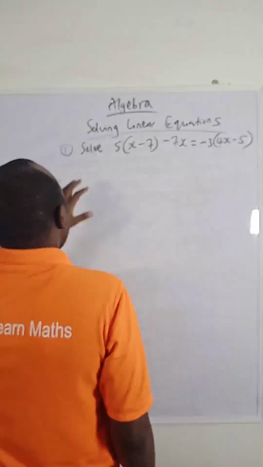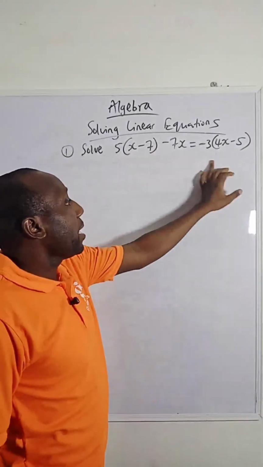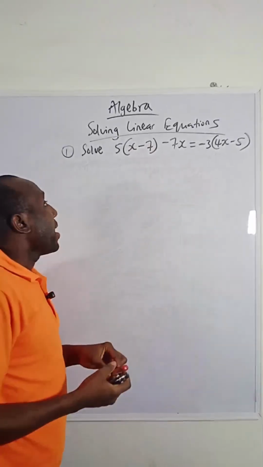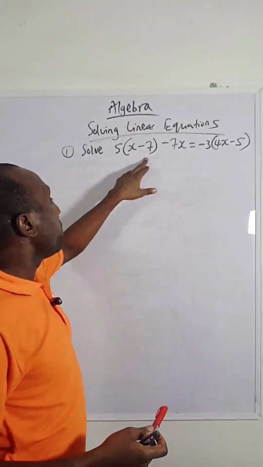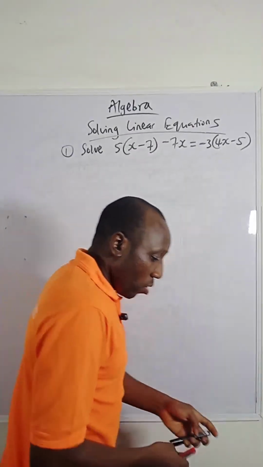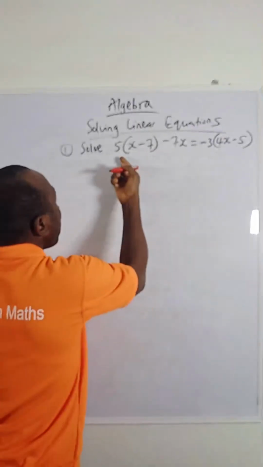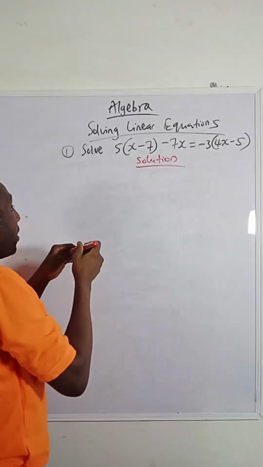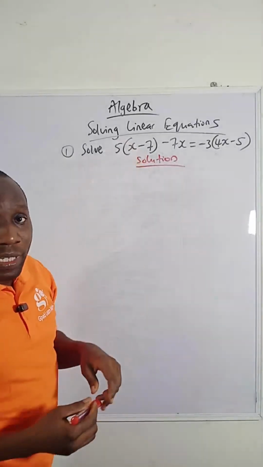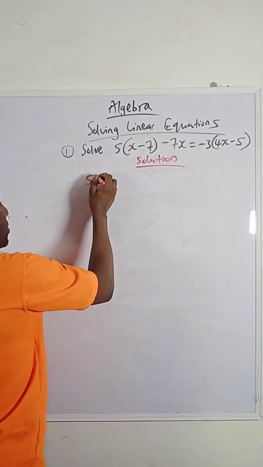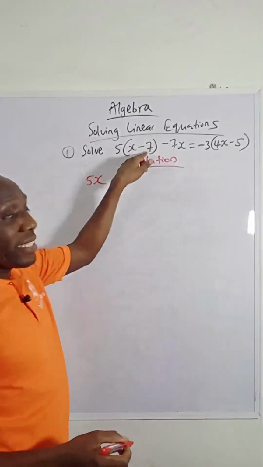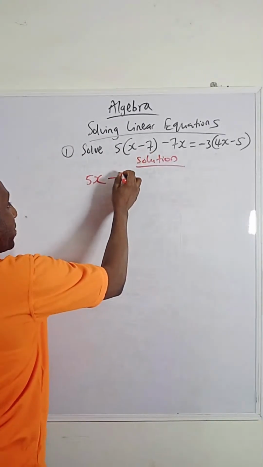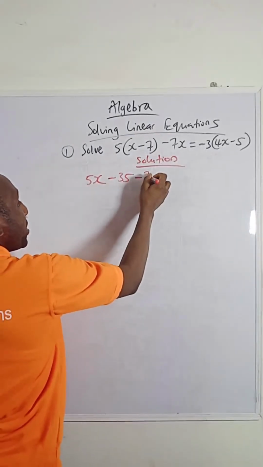Now, quickly, we want to solve this linear equation. We start first by expanding, by removing this bracket. Solution here. 5 times x is what? 5x. So you write 5x. 5 times negative 7 is what? Negative 35. So you write negative 35. Then we have minus 7x.